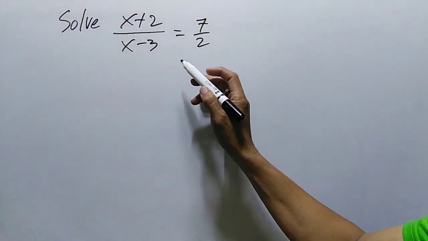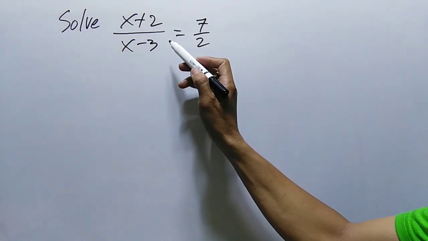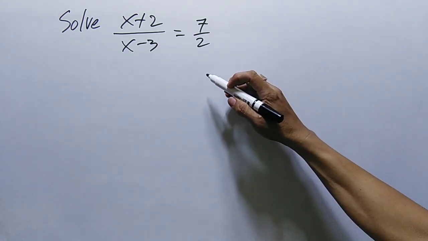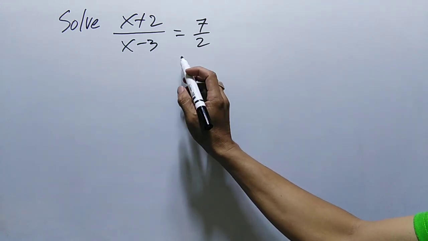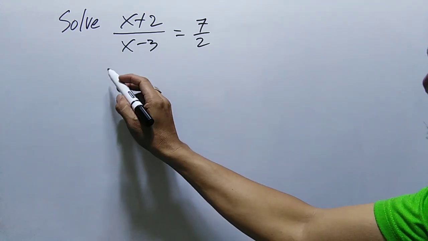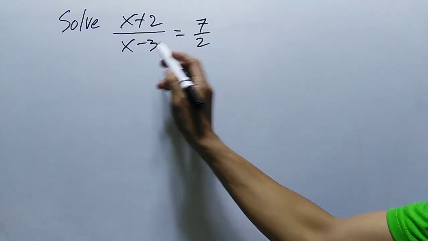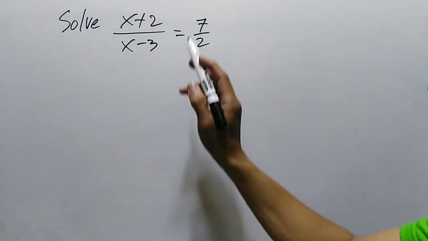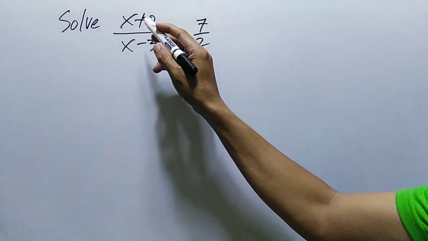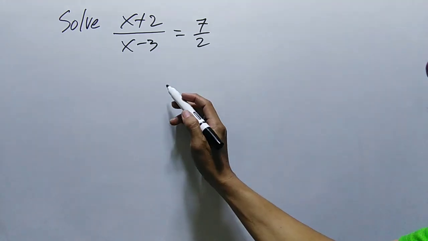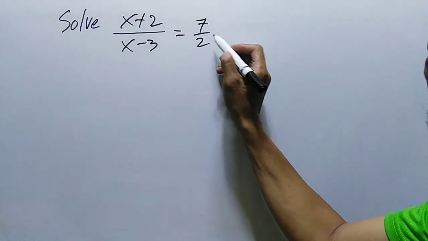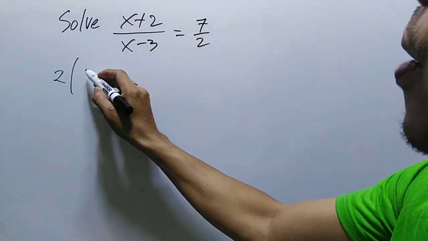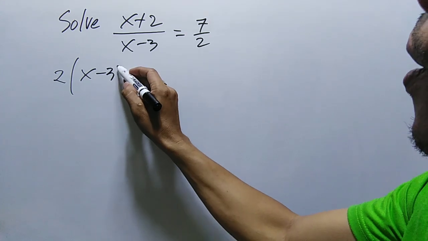Okay, we will solve x plus 2 divided by x minus 3 equals 7 over 2. So, ang gagawin lang natin dito, kunin natin yung LCD. Okay, so yung LCD natin dito is 2 times x minus 3. Or kahit baliktarin mo yan, x minus 3 times 2. Okay, then i-multiply natin siya sa ating x plus 2 over x minus 3. At saka dito kay 7 over 2, i-multiply natin sa LCD. Okay, so yung LCD natin is 2 times x minus 3.